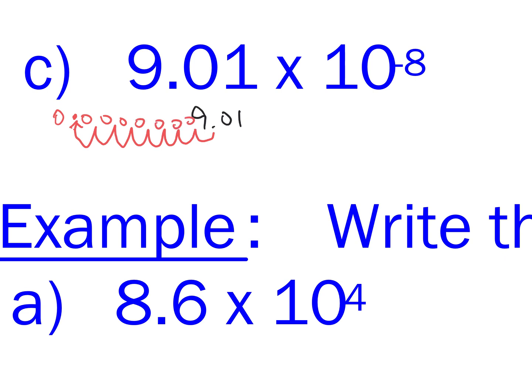So if we write this out as one whole cohesive number, it would be 0 decimal 1, 2, 3, 4, 5, 6, 7 zeros, then a 9, then a 0, then a 1. This is your final answer right here. So again, there's 7 zeros between the decimal and the 9.